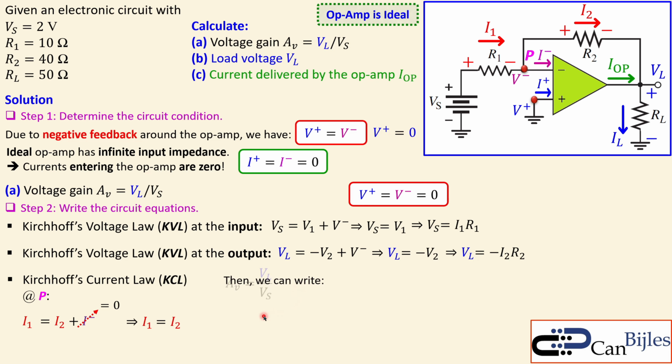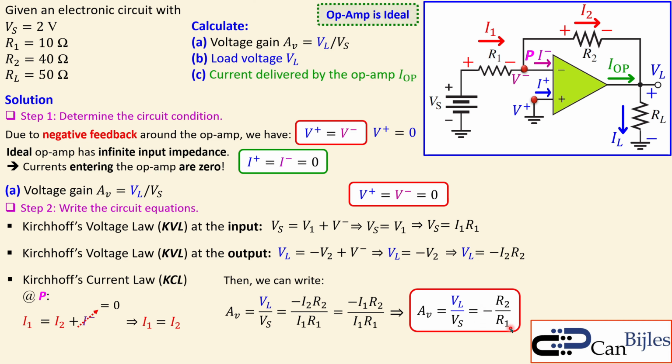Then we have the following situation. The voltage gain was V load over V source, shown here, which is equal to minus I2 R2 over I1 R1. You just substitute the expressions for VL and VS. But we know that I1 is equal to I2, so we can use this information to say this is also I1. Then you can divide this out and you will get minus R2 over R1. That is the expression we needed for question A.